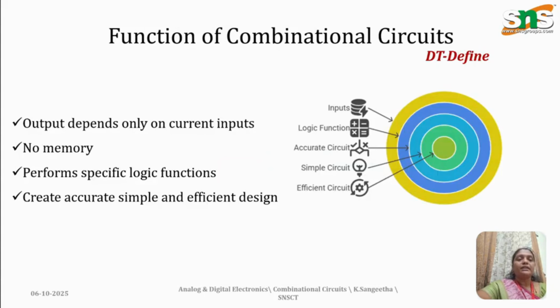So by collecting the emphasis points, we can define the functions of a combinational circuit. In a combinational circuit, the output depends only on the current input, and it does not require any memory because it depends only on the present input, and no feedback is required. It performs logical functions using logic gates, and it can create accurate, simple and efficient designs.